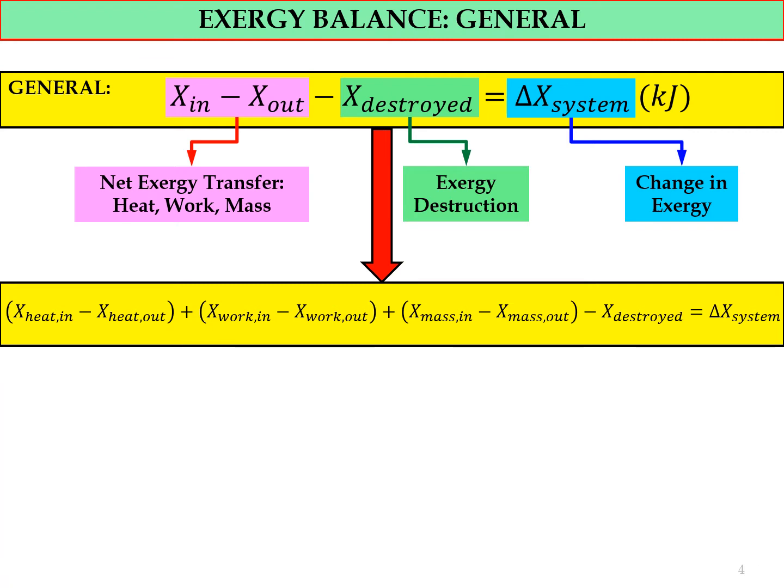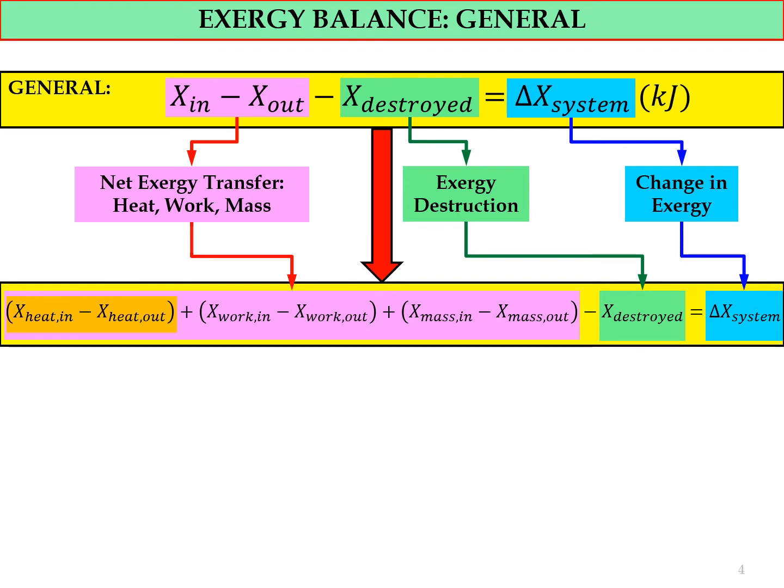So we can further expand this equation to be something like this. X heat in minus X heat out, which is the net Exergy transfer from heat, and in a bracket X work in minus X work out is the net Exergy transfer from work, and X mass in minus X mass out is the net Exergy transfer from mass, minus the Exergy destroyed is equal to the change of the Exergy. As I already mentioned, the one highlighted in pink is the net Exergy transfer from heat, work, and mass, the one highlighted with green is the Exergy destruction, and the blue is the change in the Exergy.